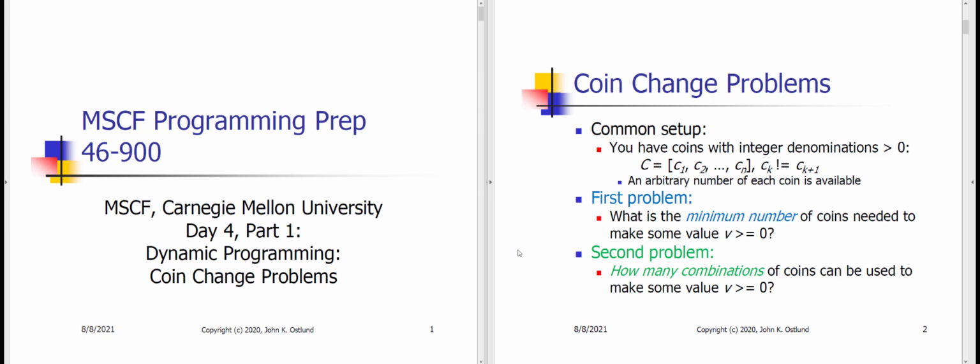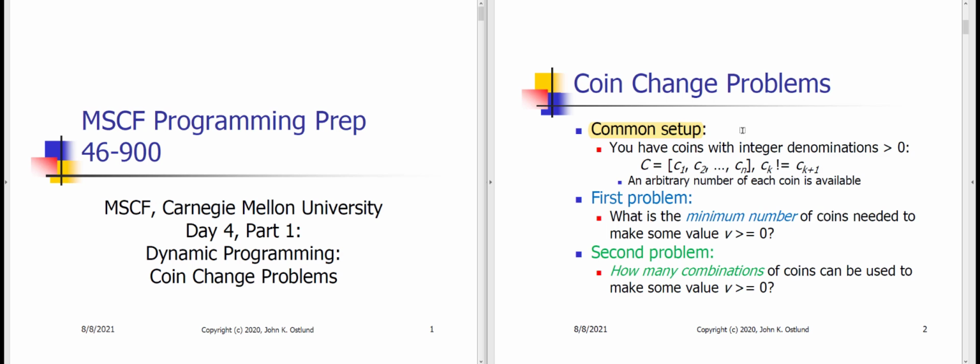Okay, so each of them has the same basic setup. You have some set of coins, and each of the coins has an integer value. The different coins have different denominations from each other. And from this set of coins, in order to make change, you can use as many copies of each coin as you wish. So, as a trivial example, let's suppose that one of your coins is a penny, and you needed to make change for 4 cents. Well, you can do that by using 4 pennies.